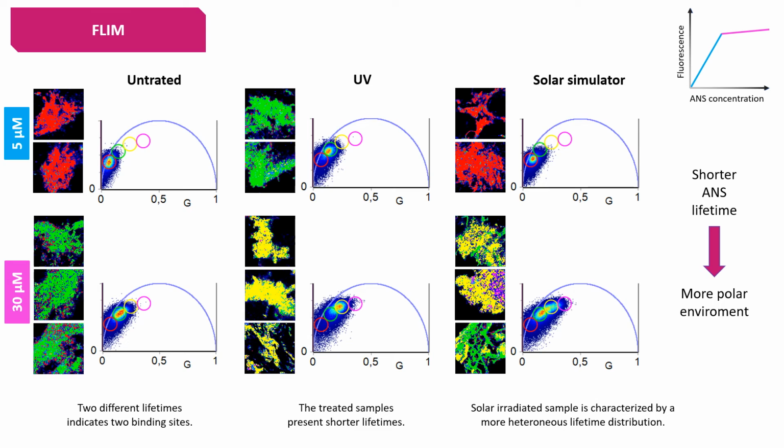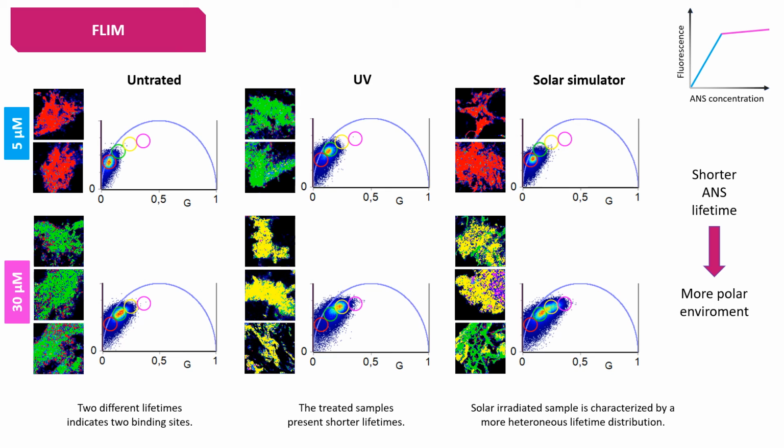To highlight the heterogeneity in the sample, we used FLIM. So we studied the ANS fluorescence lifetime, analyzing it by means of the phasor approach. We also used two different concentrations of ANS: the lower one in the linear region of the titration, while the higher one on the plateau.